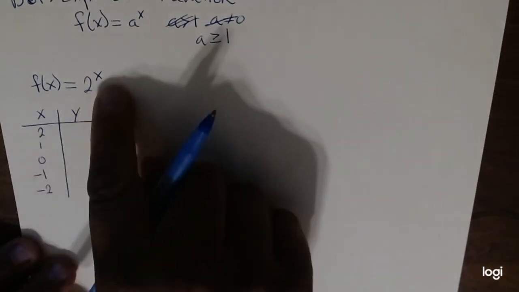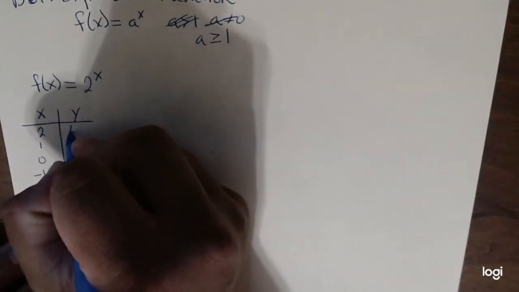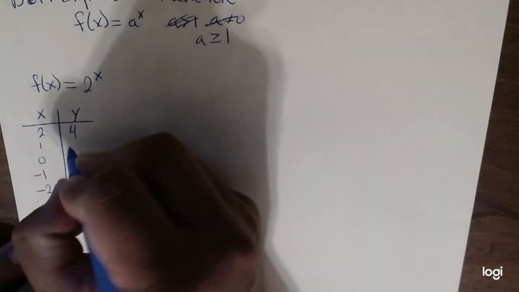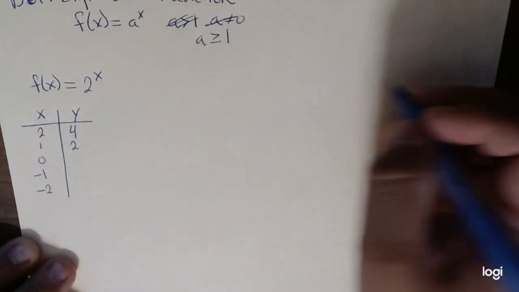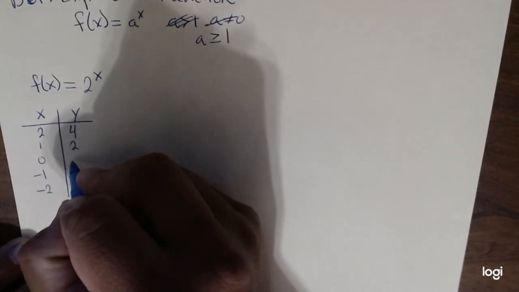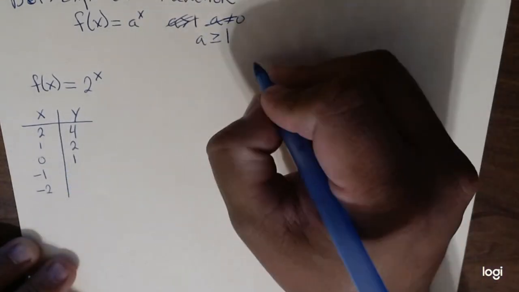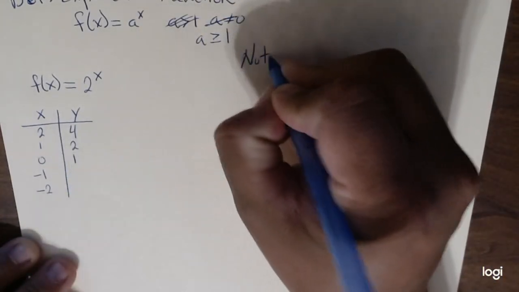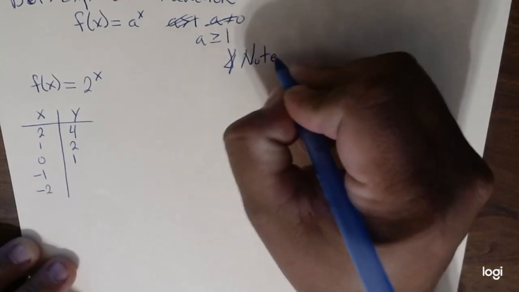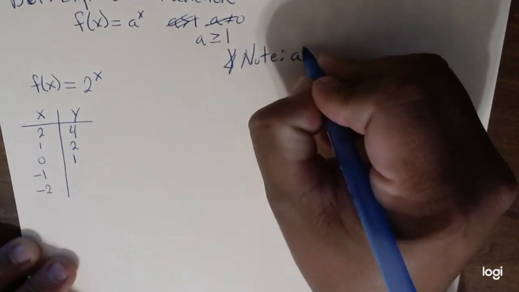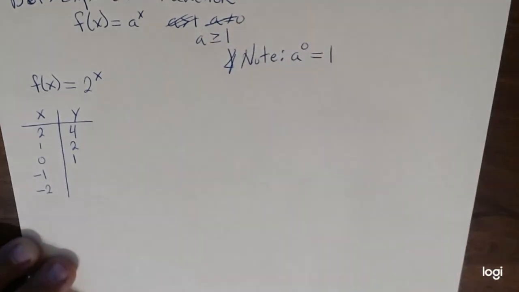If we plug them in, 2 squared gives you 4. 2 to the first power gives you 2. Trick question, if you remember, 2 to the 0 power actually gives you 1. A quick little sidebar: any number to the 0 power always equals 1. It's just a property.